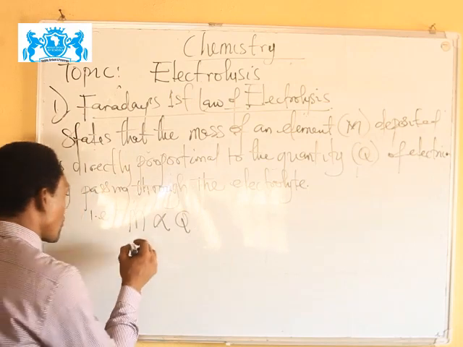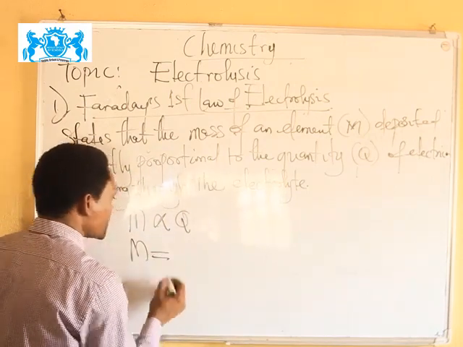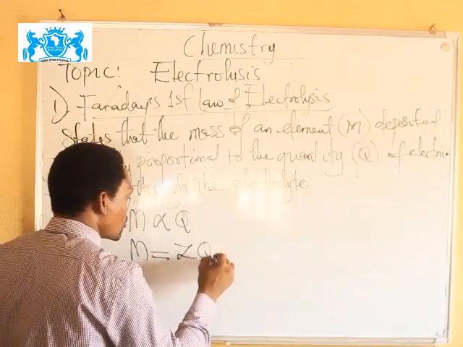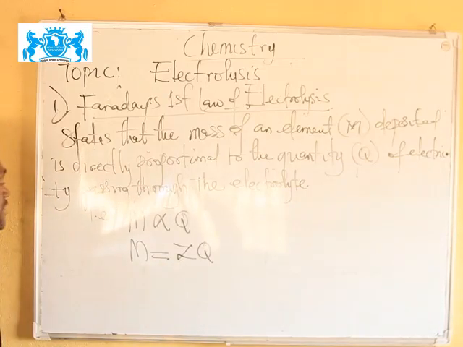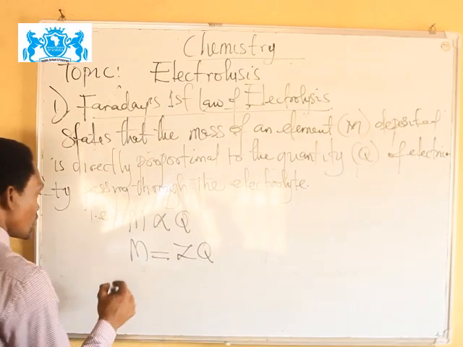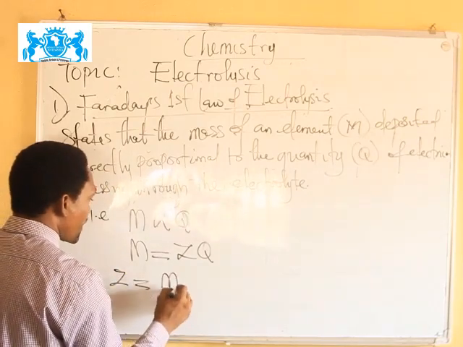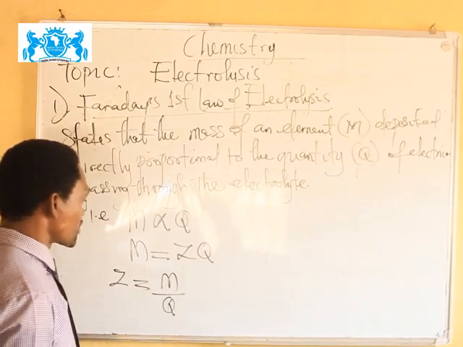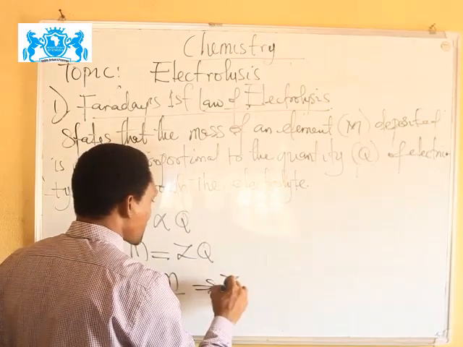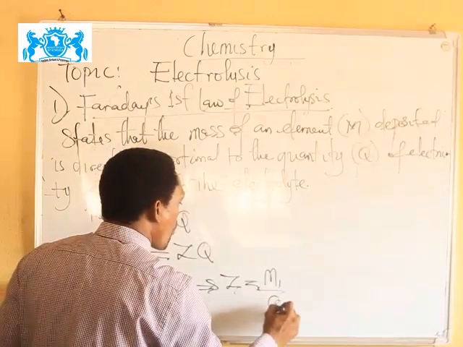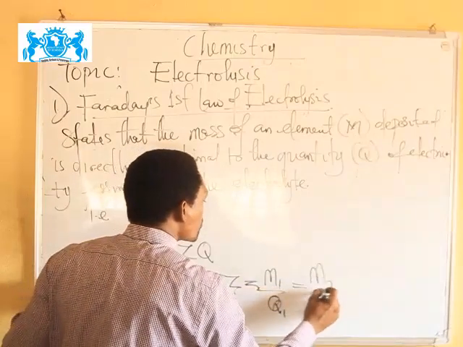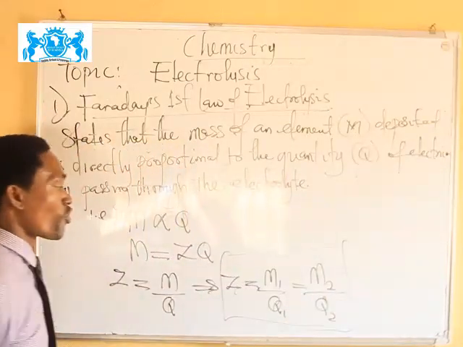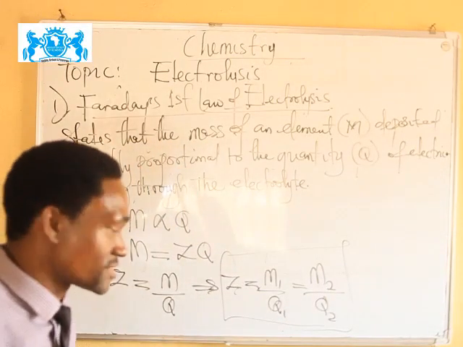And from there you introduce a constant called your electrochemical equivalent, which is represented by the symbol Z. So M will be equal to ZQ. If you make Z the subject of the formula, you have that Z is equal to M over Q, which means by implication that Z is equal to M1 over Q1, which is equal to what? M2 over Q2. This can be deployed to solve equations that pertain to Faraday's first law.